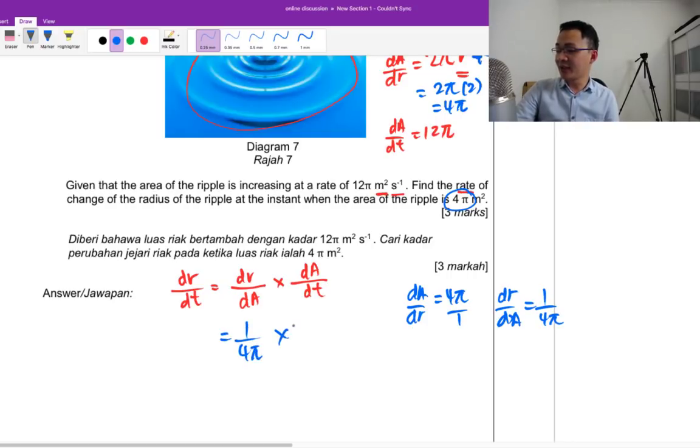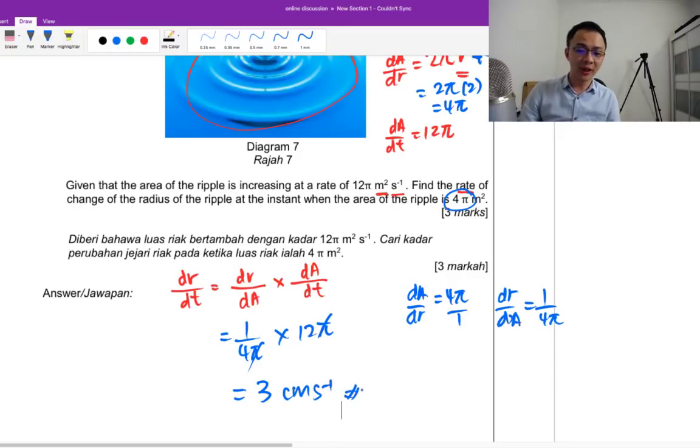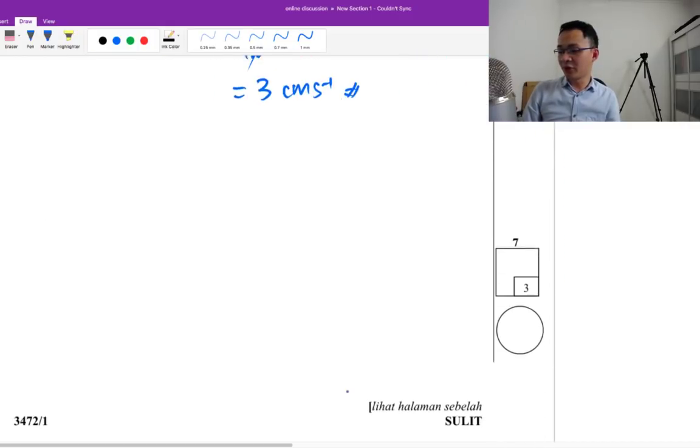And dA/dt is given, which is 12 pi. Pi and pi are simplified, 12 over 4, which is 3. Since this is radius, I will say cm per second. Okay, this is how we actually do this kind of question. Alright, so this one is quite easy, so I'll move on to the next one.